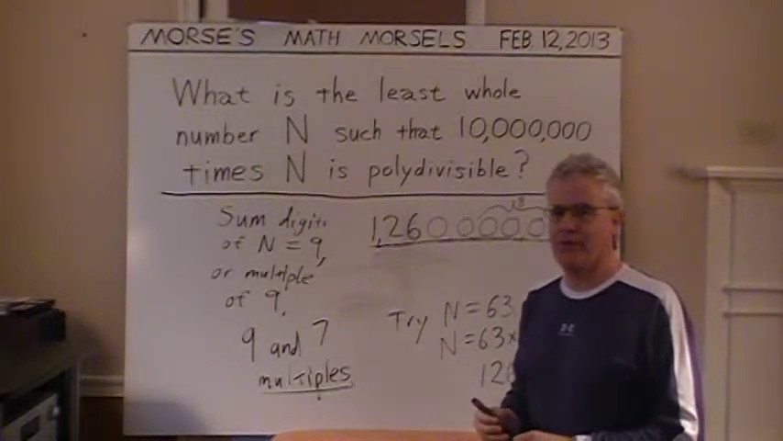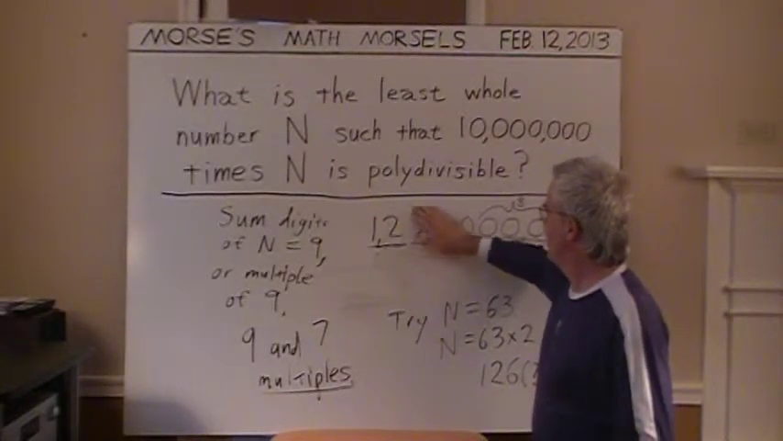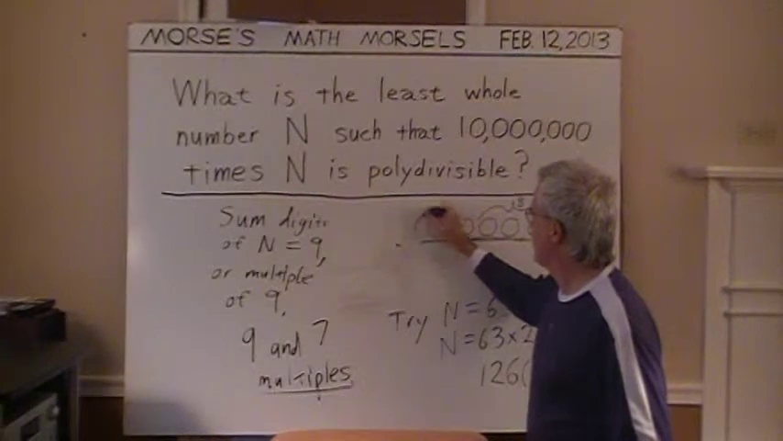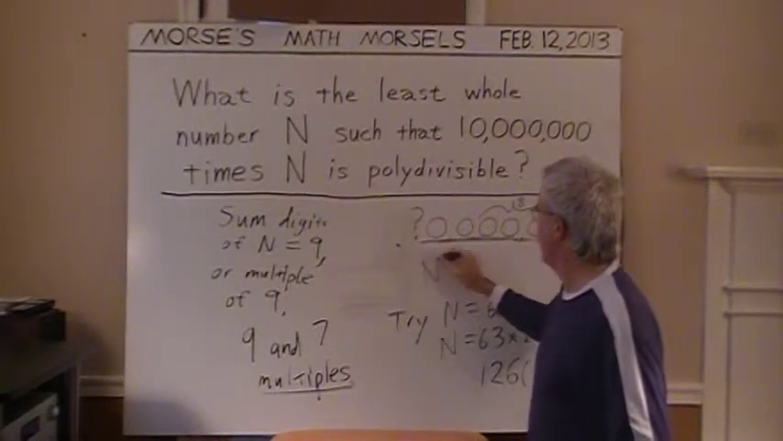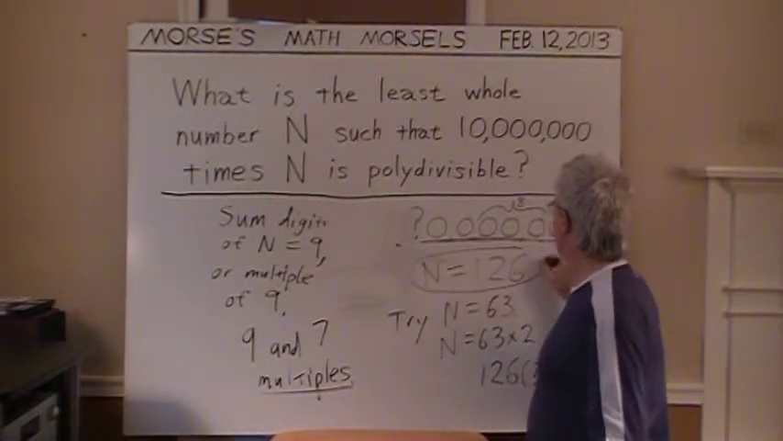So it looks like we have found the answer to the problem of the polydivisible number n, such that n times 10 million is in fact polydivisible. N equals 126. That's our final answer.